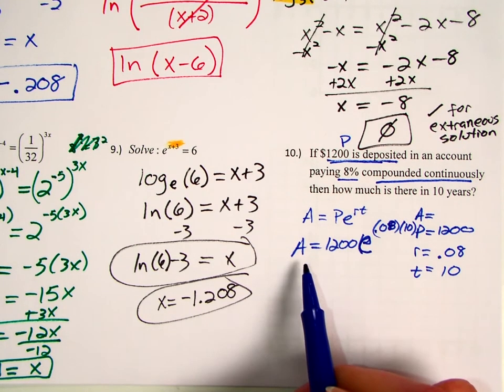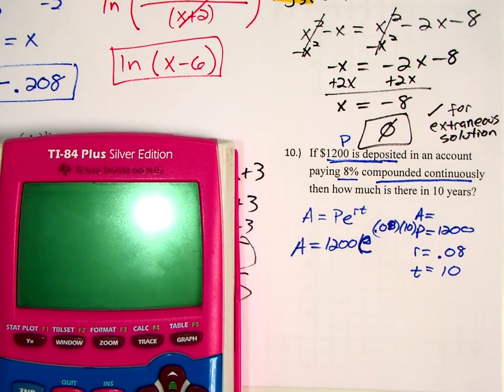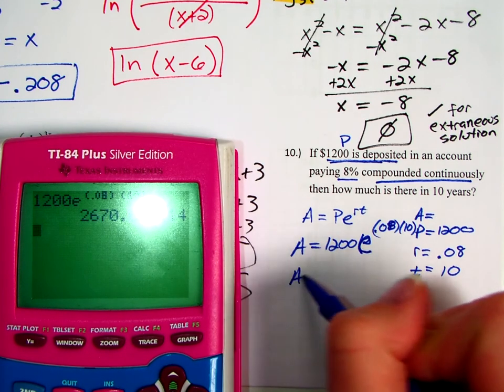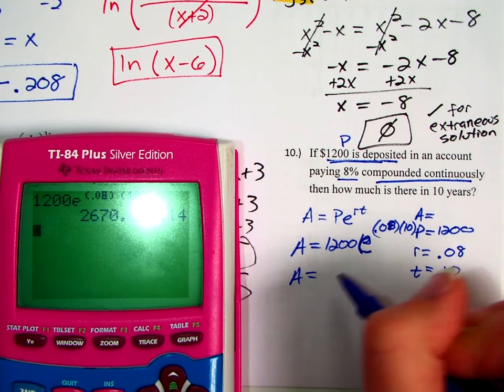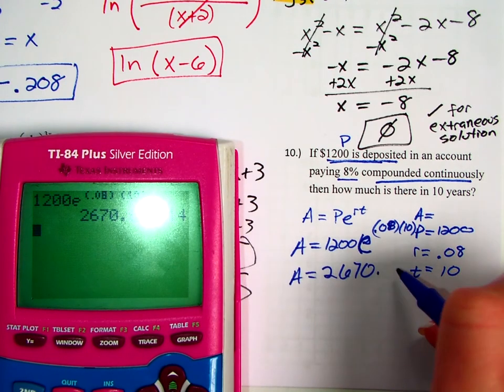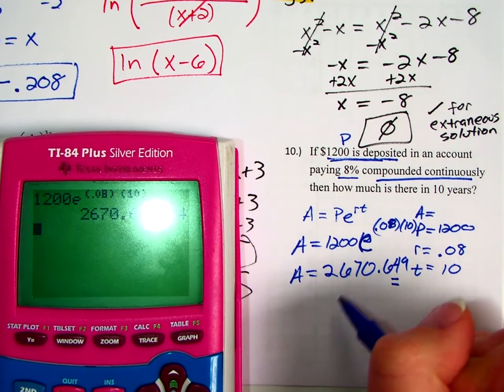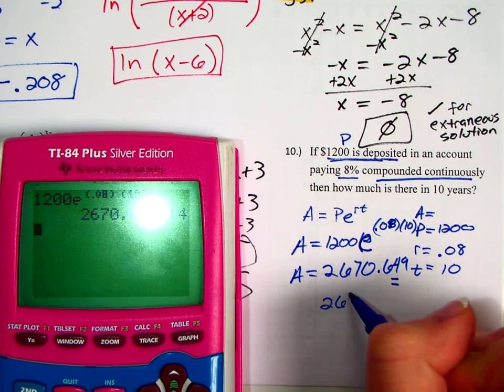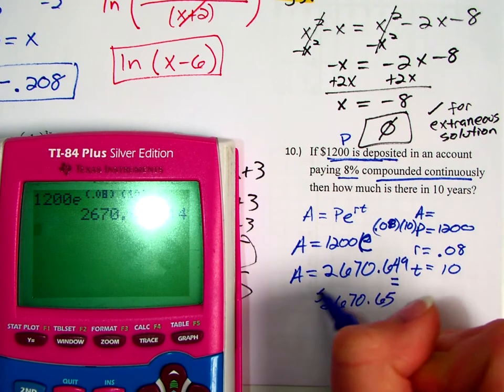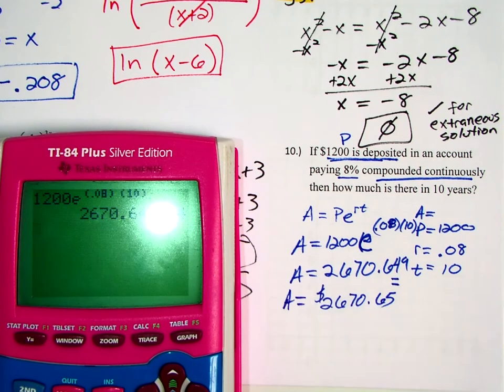Now, since A is already by itself, we can go ahead and just type this into our calculator. So 12,000 e to the 0.08 times 10, which gives me 26,706.49. Now we're talking about money, right? Which means we're going to round to two places after the decimal. So that really becomes $26,706.49.